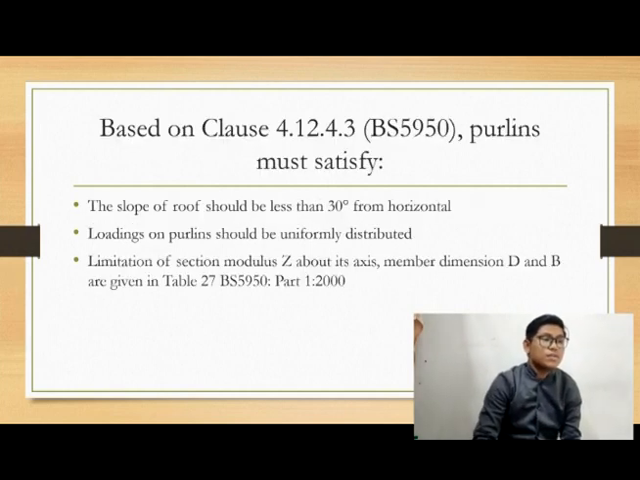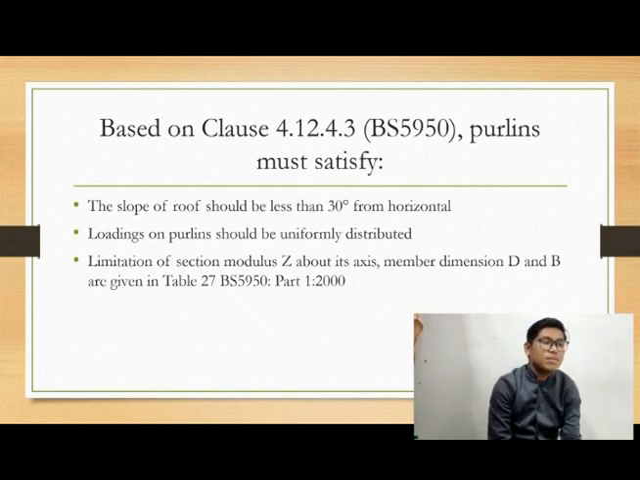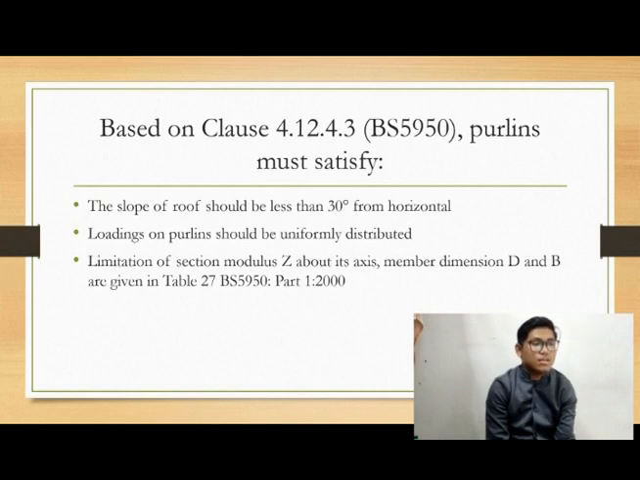Based on Eurocode, the purlin must satisfy the following: the slope of the roof should be less than 30 degrees from horizontal. Loading on the purlin should be uniformly distributed. The limitation of the section modulus Z about its axis, and member dimensions D and B, are given in Table 2.7 in the Eurocode.